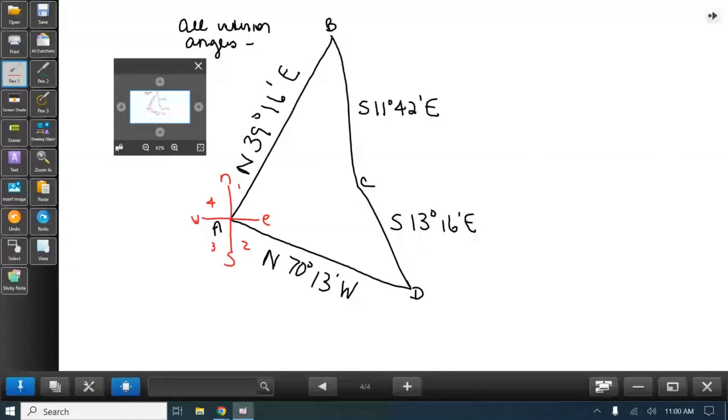All right, so angle A. I got north, south, east, west drawn up. From A to B is in quadrant 1, so that's 39 degrees, 16 minutes from north. From A to D is in quadrant 2, so that's 70 degrees, 13 minutes. And I'm looking for the angle between the two lines. Gil, how would you solve that one?